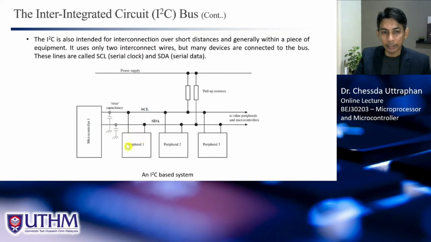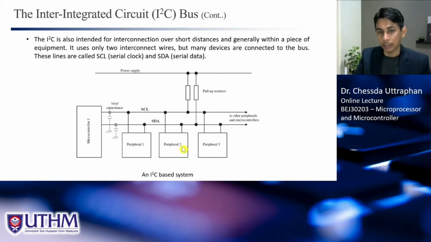So whenever the address is correct, for example, we send the address from the microcontroller. For example, we want to communicate with peripheral number 3. So this microcontroller needs to send the address number 3 to all of the peripherals. Only the peripheral with address 3 will be activated, and the others, because the address is not matched, will not be activated, right?